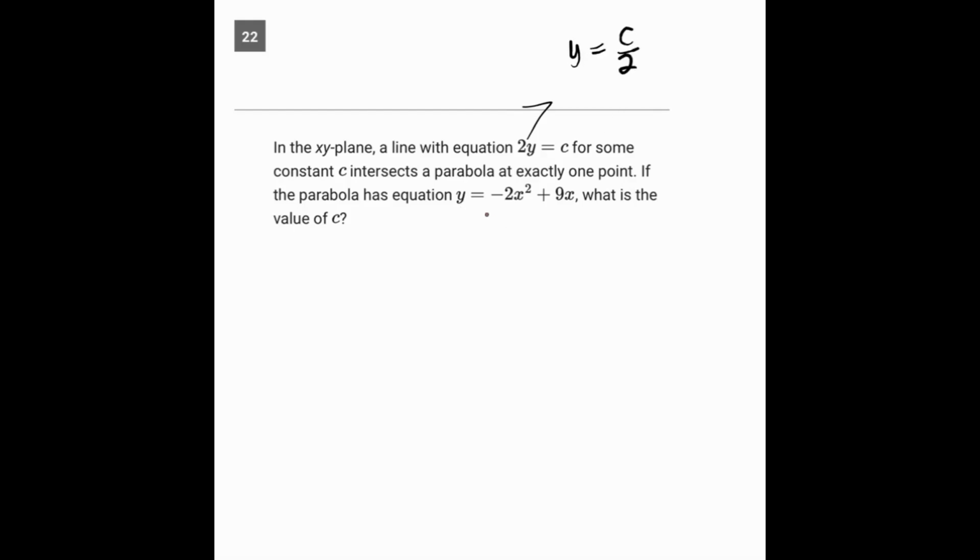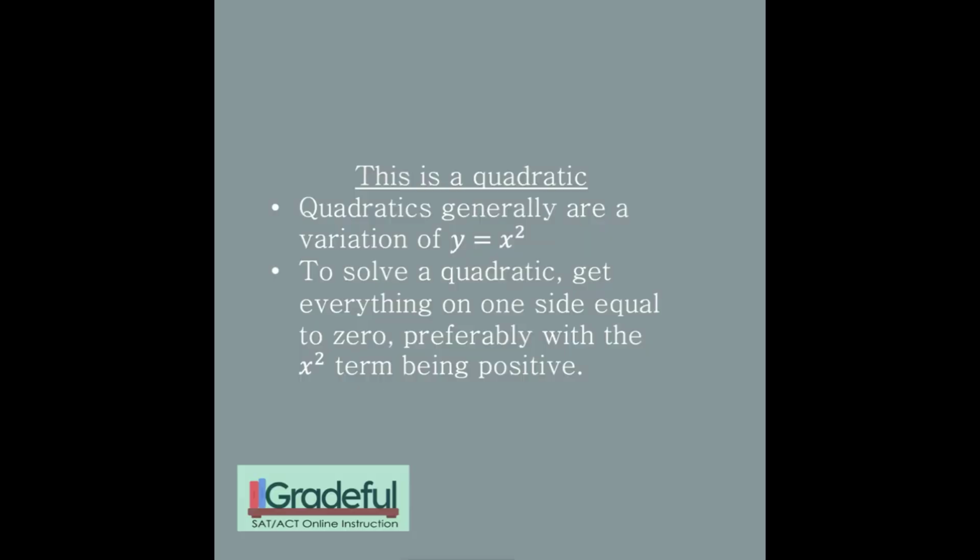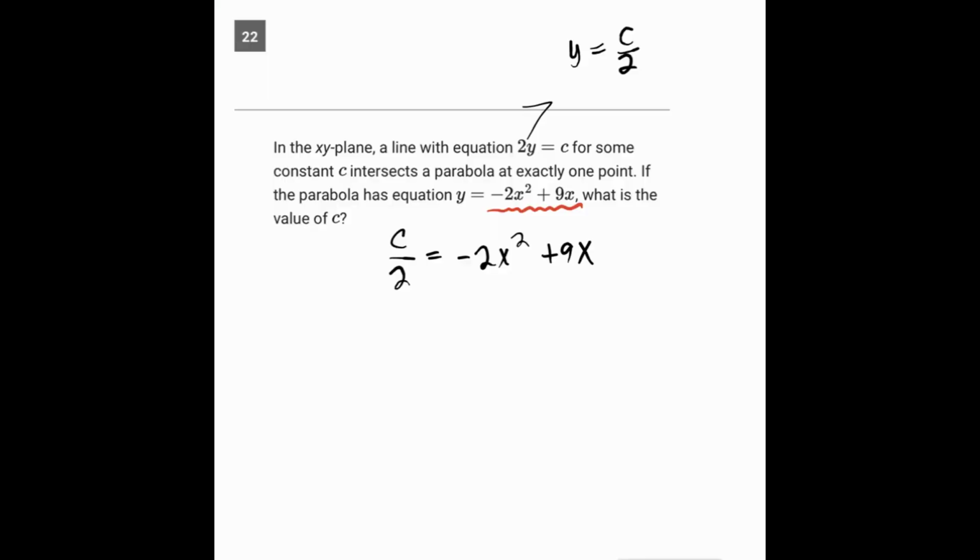Now we can set that equal to y equals negative 2x squared plus 9x. So that'll look like this. c over 2 equals negative 2x squared plus 9x. And from here, we can say to ourselves, well, this has x squared. Therefore, this is a quadratic. And to solve a quadratic, you want to get everything on one side equal to 0, preferably with the x squared side being positive. This being a harder question, we've got a little more work to do.